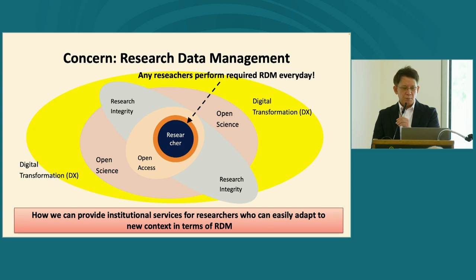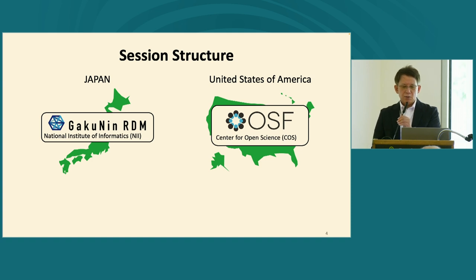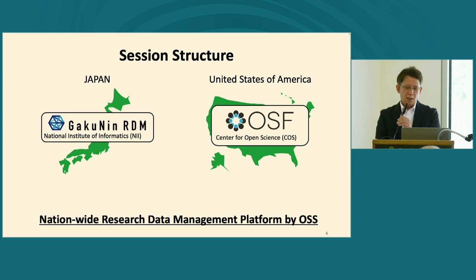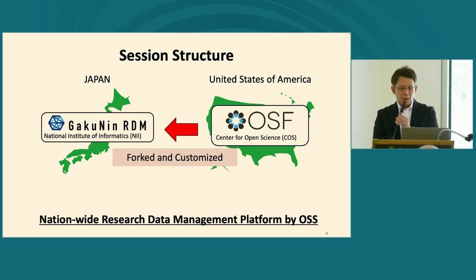So how can we provide institutional services for researchers who can easily adapt to new contexts in terms of RDM? That is our concern. And in this session, we have two nationwide RDM infrastructures. One is from the US and the other is from Japan. Those are developed by Open Science Framework, which is open source software developed by Center for Open Science. And actually, Gakunin RDM is using the Open Science Framework by forking and customizing.